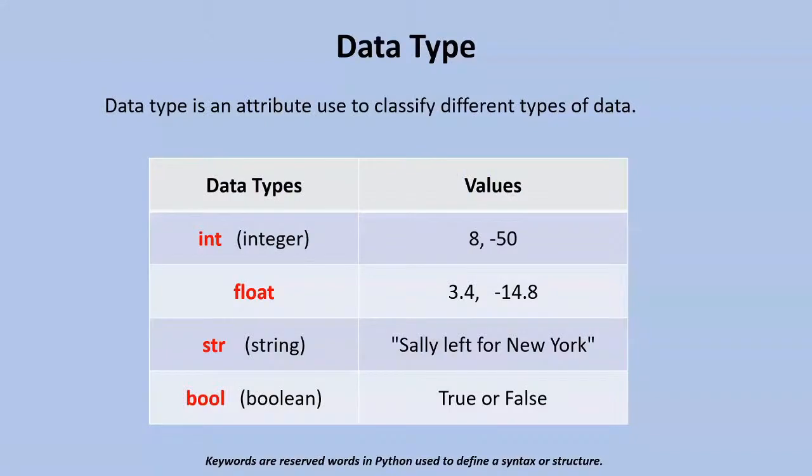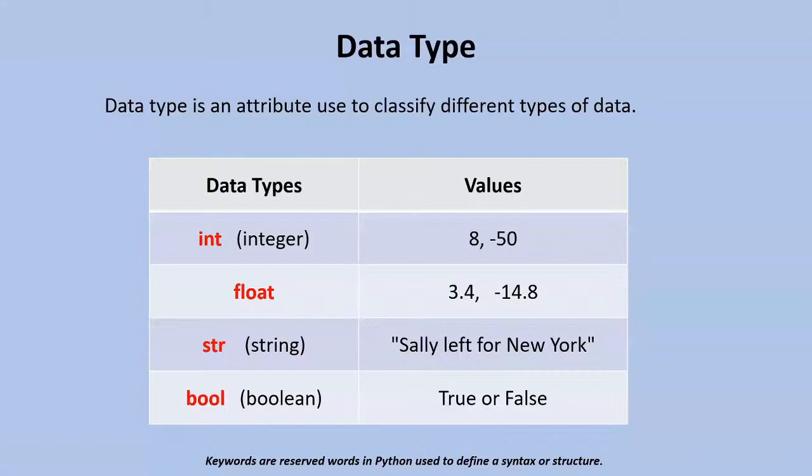Data type is an attribute used to classify different types of data. There are three main data types in Python. We have the int data type, which stores integers. Integers are numbers without fractions, or whole numbers. For example, the numbers 8 and minus 50 can be stored as an int data type. The int data type can store both negative and positive values, and the keyword int is used to represent the integer data type.